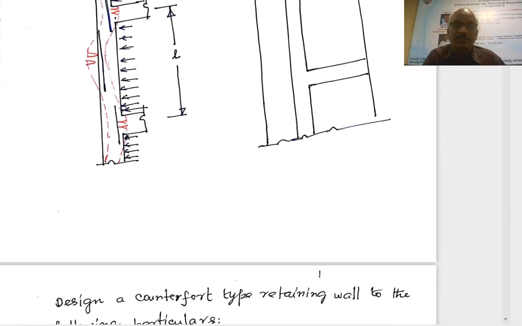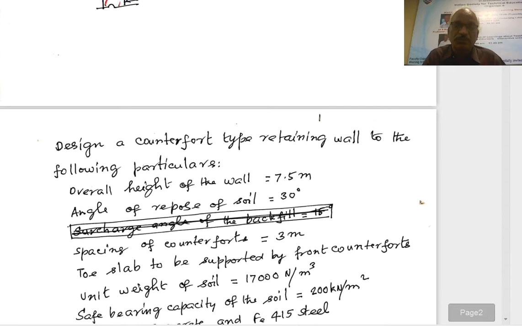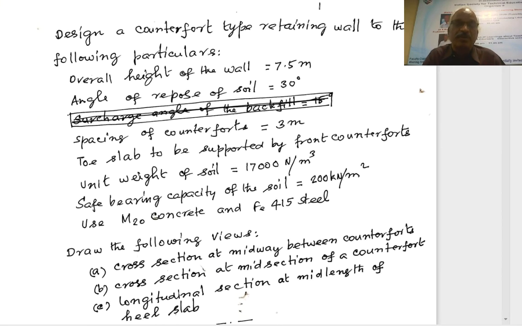Now other components we will discuss along with the problem. So now we will take up a problem: design a counterfort retaining wall to the following particulars. Overall height 7.5 meters. So more than 6 meters you'll have to go for a counterfort retaining wall, because sometimes they will give 'design a suitable retaining wall'. So when the height is more than 6 meters, we can automatically choose a counterfort retaining wall, even without the type of retaining wall being given, we must be able to choose.